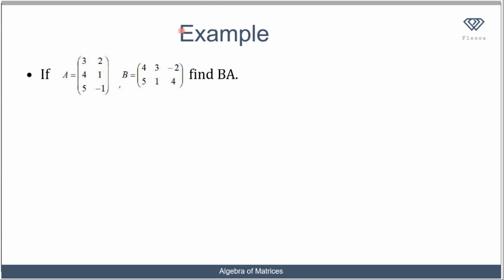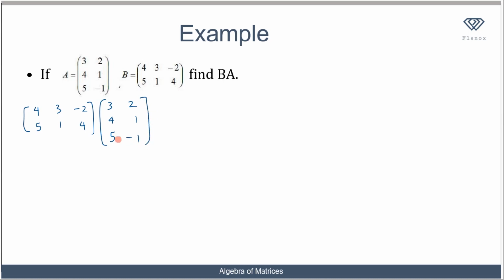So let's look at that. So we first write out B. So we have what? B, and B here is what? So we are trying to find the product of B in this case, which is 4, 5, 3, 1, minus 2 and 4 times what? A. And A in this case is what? 3, 2, 4, 1, 5 and minus 1.